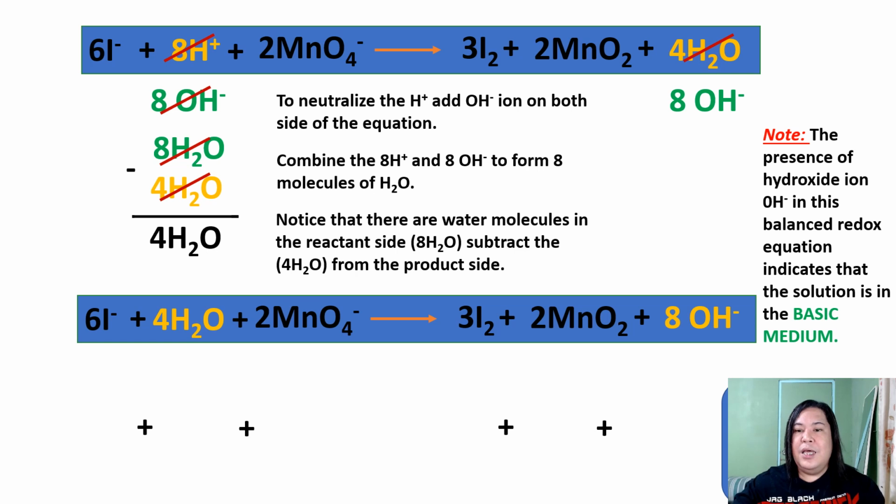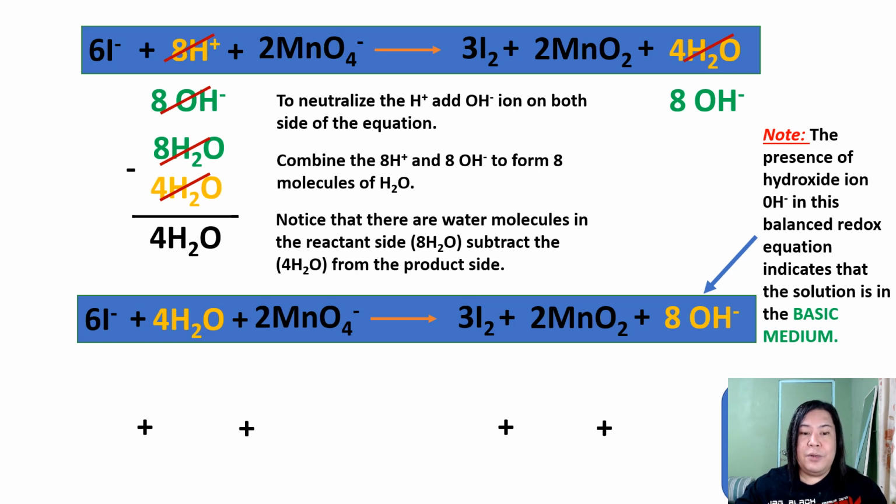And take note, the presence of hydroxide ion in this balanced redox reaction indicates that the solution is already in its basic medium. Kapag hydrogen ion yung merong present dun sa chemical equation, that is the indicator that it is in the acidic medium. But this time, wala na siyang hydrogen, ang natira na lang is hydroxide ion. So the hydroxide ion is the indicator that the balanced redox equation is already in the basic medium.